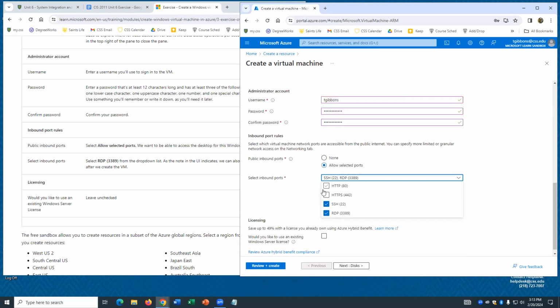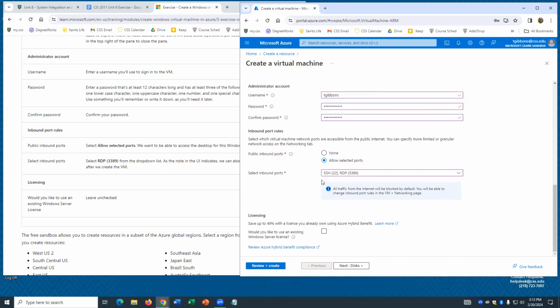Now, if we were going to set up a web server, we'd do the other ports, but we're not setting up any sort of web server there. And again, if you don't have those selected, don't worry about it for this.